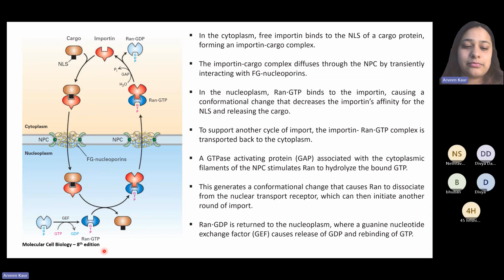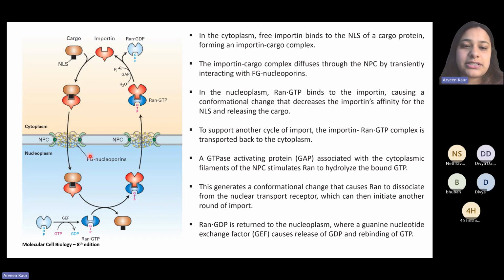This is Molecular Cell Biology, or as most of you might know it, Lodish. What happens in this RAN GTP cycle is that in the cytoplasm, the free importin binds to the nuclear localization signal of a cargo protein, forming an importin-cargo complex. The importin-cargo complex, as we see over here, diffuses through the nuclear pore complex by transiently interacting with the FG nucleoporins.